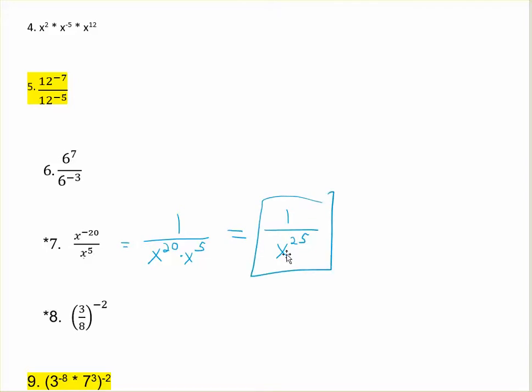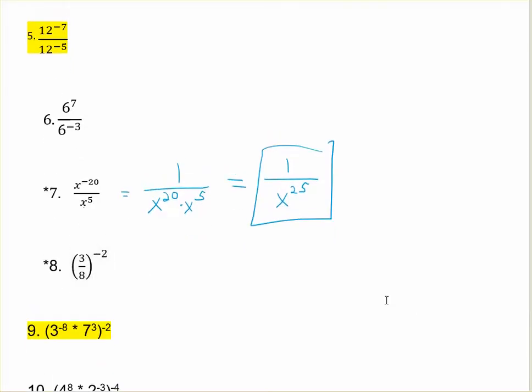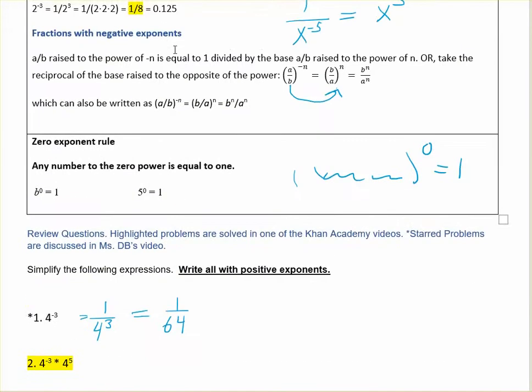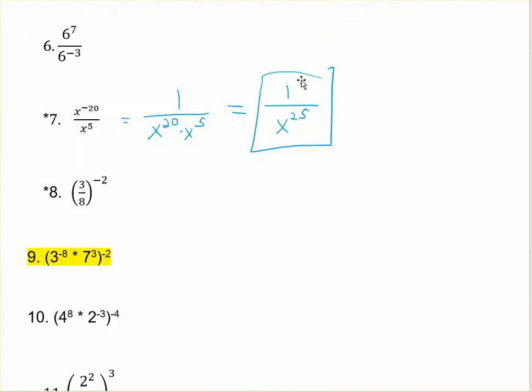Because we want all of our exponents to be positive. It is, so then that is left in the right form. Number 8, that's exactly like this example here, that says that you can take the reciprocal of the base raised to the opposite of the power. So 3/8 is our fraction. The reciprocal of that is 8 over 3. And then you can raise that to the opposite of negative 2, which would be 2.